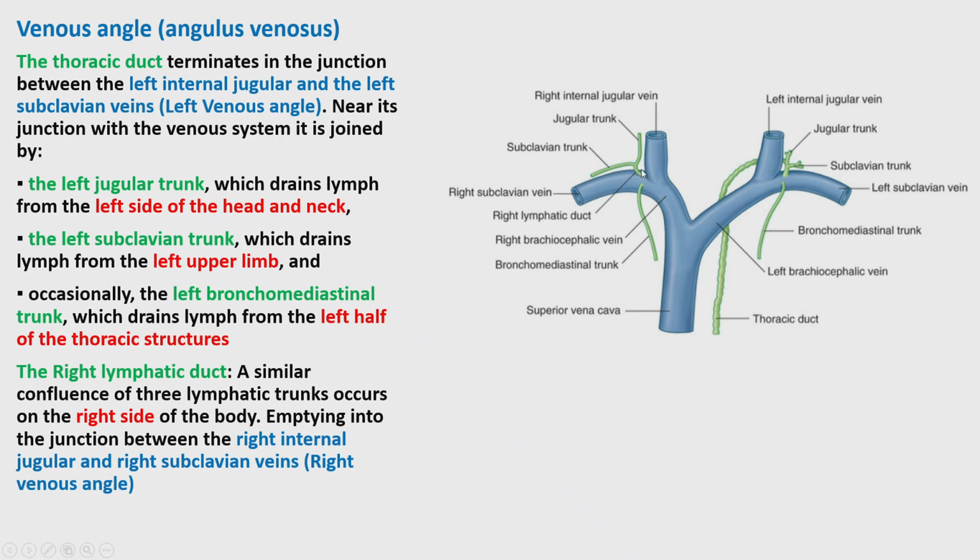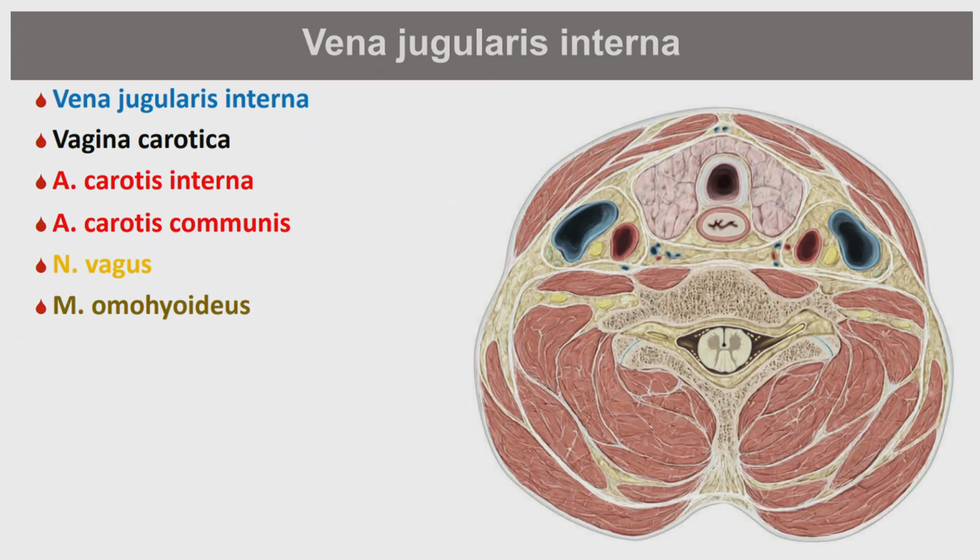Similar to that, you have the right lymphatic duct. The right lymphatic duct has the similar right jugular trunk, right subclavian trunk, and right bronchomediastinal trunk, which carry the lymph from one quarter of the body. It means the right side of the head and neck, the right side of the upper limb, and the right side of the upper part of the thorax.